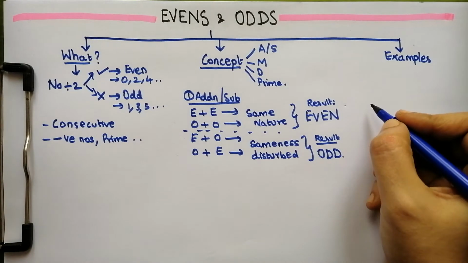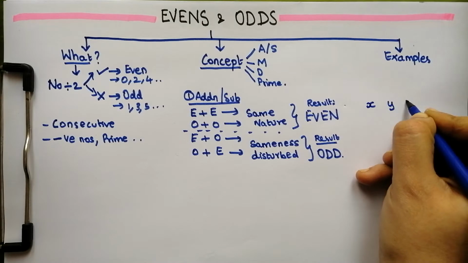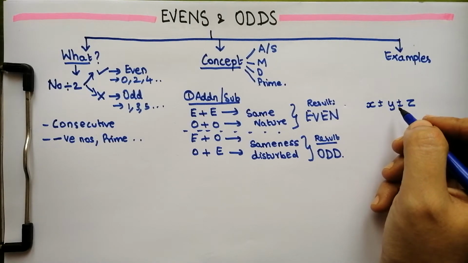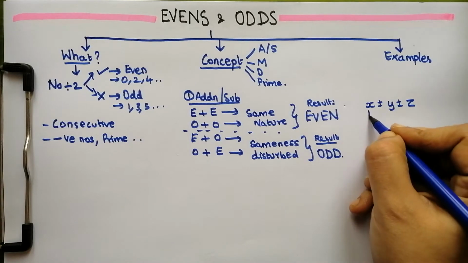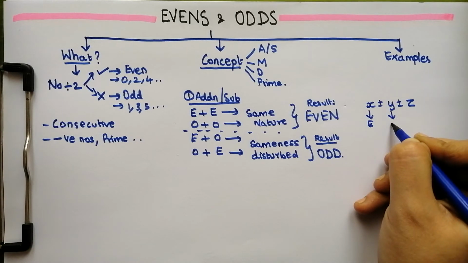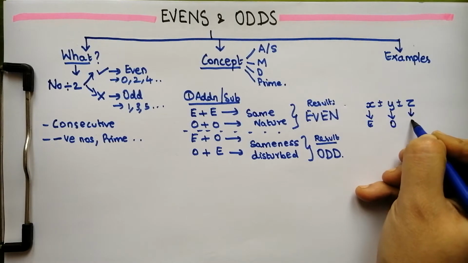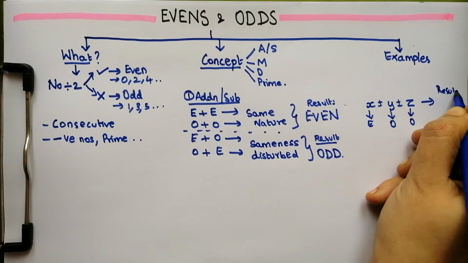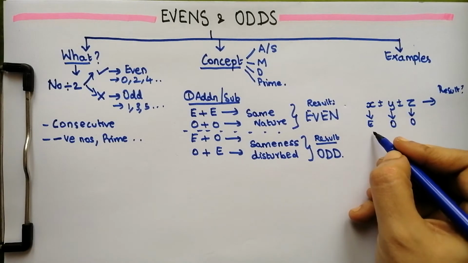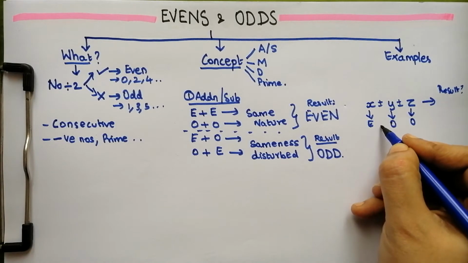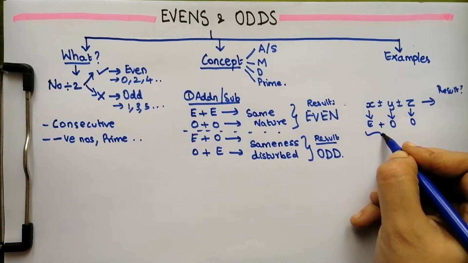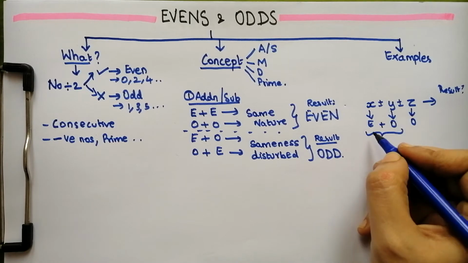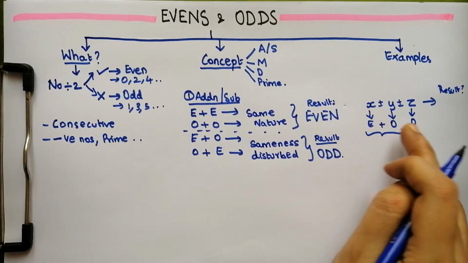Let's understand this with an example. Let's take three numbers. Okay, this can be plus or minus. Consider you're doing addition. And here the number x is say even. Say y is odd. Say z is also odd. Now what will be the result? What is even plus odd? Right? Here if you see, the alphabets are different, right? The natures are different. So the sameness here is disturbed. When it is not the same, it is odd.